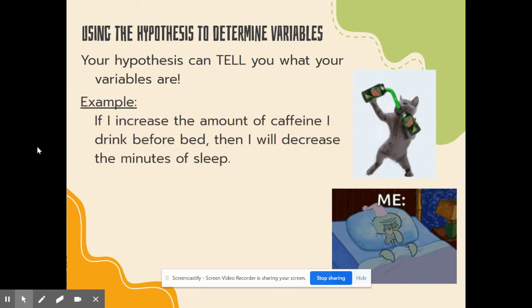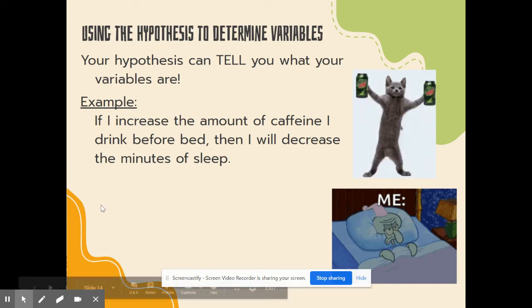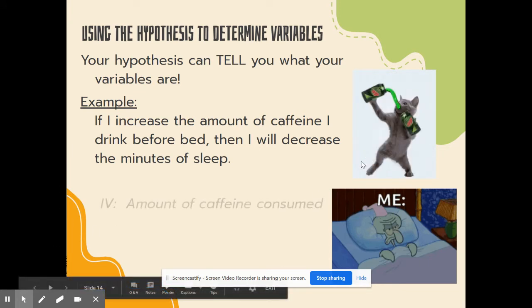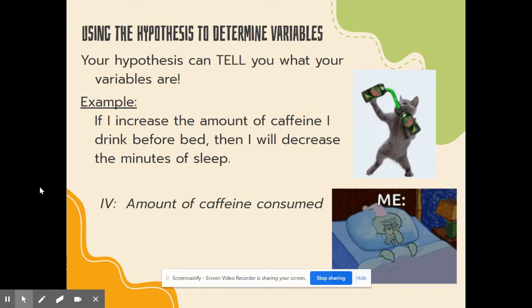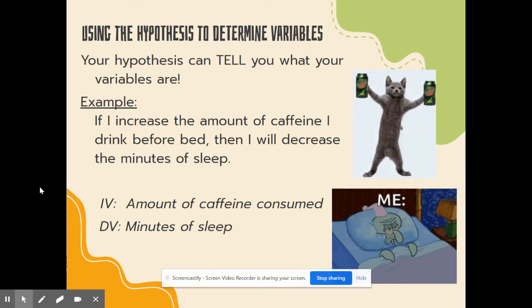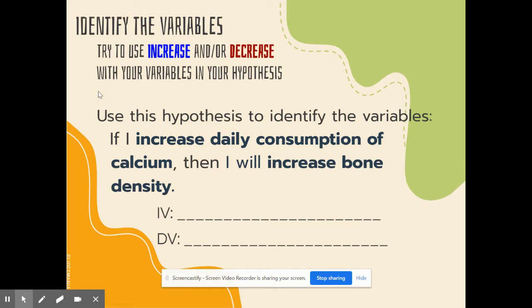So here's the example that I gave previously. If I increase the amount of caffeine I drink before bed, then I will decrease the minutes of sleep. So the independent variable is the amount of caffeine I consumed. That is what I am affecting. That is what I am changing. And the dependent variable is the minutes of sleep. So when we're creating our hypothesis, we want to try to use increase or decrease with our variables in the hypothesis.